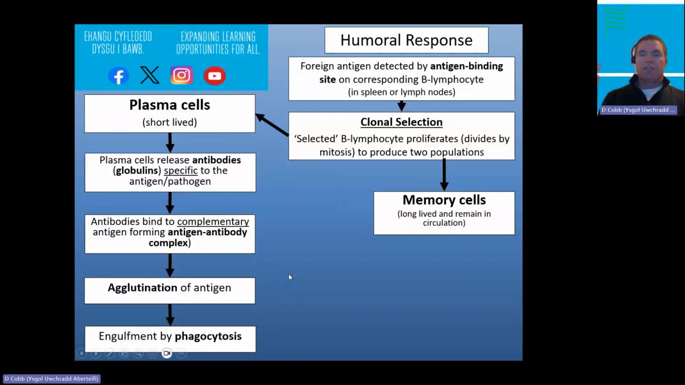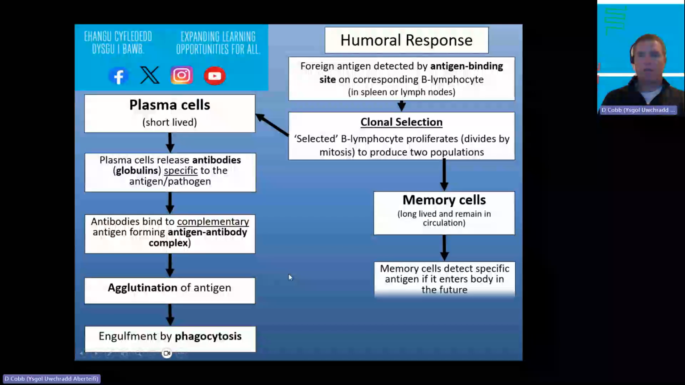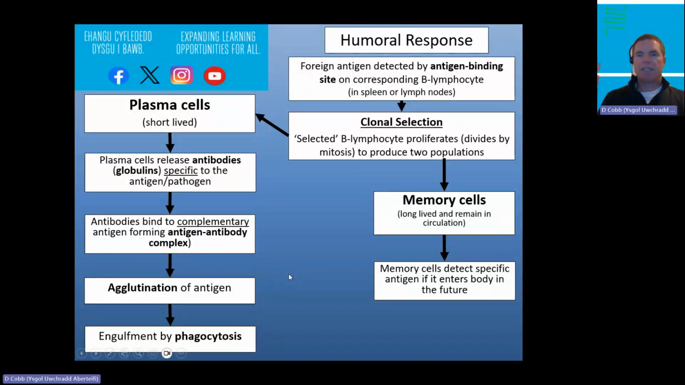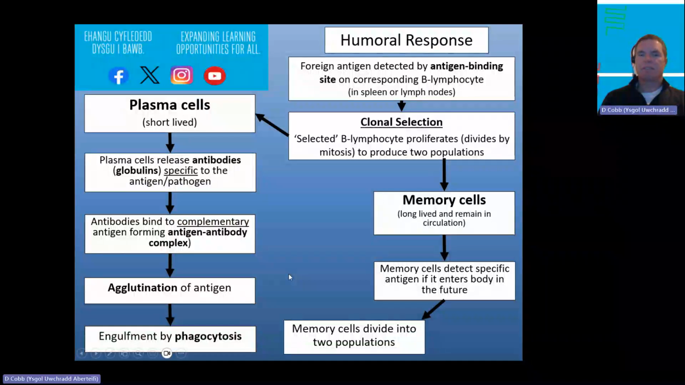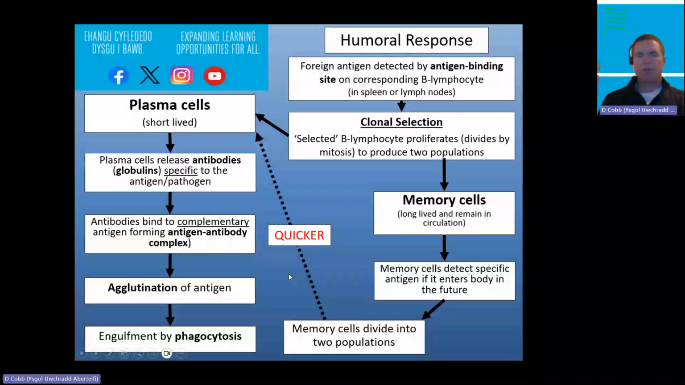So I said there's two populations. The other population that's produced are called memory cells. So these are not short-lived. These remain in circulation for a long period of time. And their job is to detect that same specific antigen if it ever enters the body in the future. And if it does, the memory cells divide into two populations. They divide into plasma cells, but do so much quicker than when it was going by that original process of clonal selection of that single B lymphocyte that was in the spleen or lymph nodes.